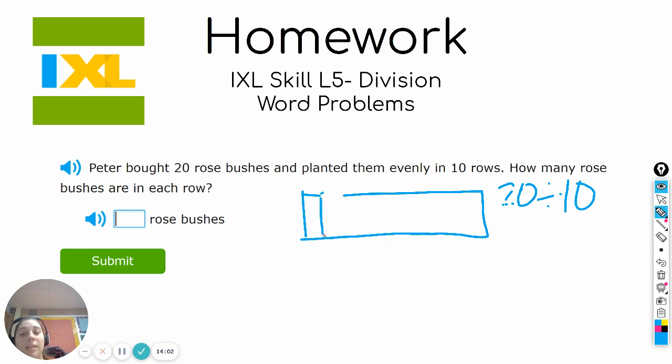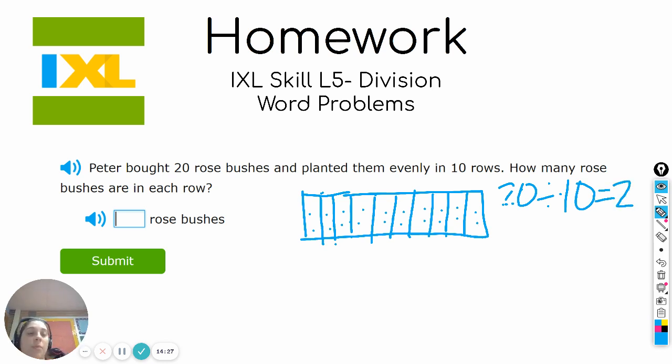So you'd be breaking this into 10 pieces. 1, 2, 3, 4, 5, 6, 7, 8, 9, 10. And you'd have to put 1 rose bush in each of the rows until you got to 20. And then you'd see that 20 divided by 10 equals 2 rose bushes in each row. Okay? Go ahead and get started.